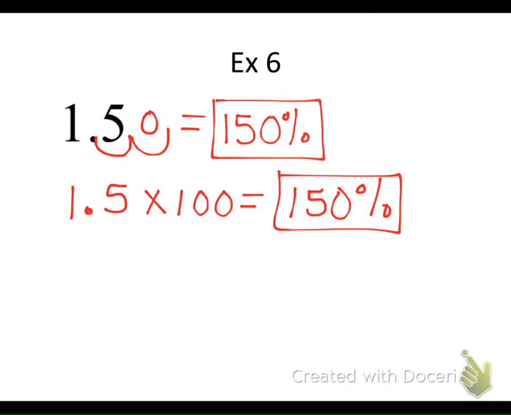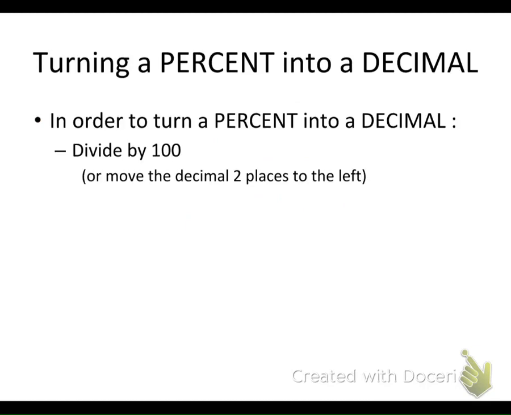All right, flip back to your step sheet. So now we just turned a decimal to a percent by multiplying by 100. Now we're doing the opposite. Now we're going to take a percent and change it to a decimal. So in order to do that, you're going to do the opposite. The opposite of multiply is divide. So we're going to divide by 100, or you can move the decimal 2 places to the left. So a percent to a decimal, you can do by dividing by 100, or the second way you could choose to do it is move the decimal 2 places to the left.